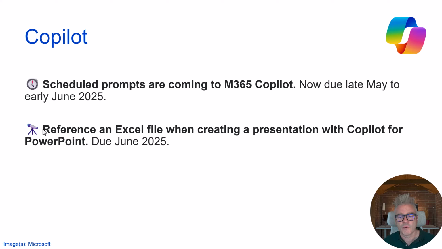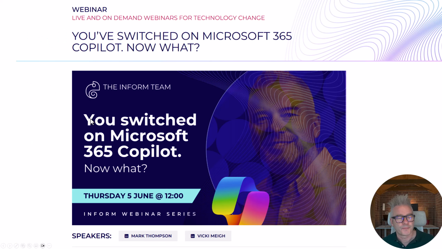Reference an Excel file when creating a presentation in Copilot for PowerPoint. So think about the previous thing that we talked about. It might be that we've got a Word document we want to reference. We've got some Excel we want to reference, and we want to create a presentation based on that. So you can now reference those Excel files in PowerPoint as well.